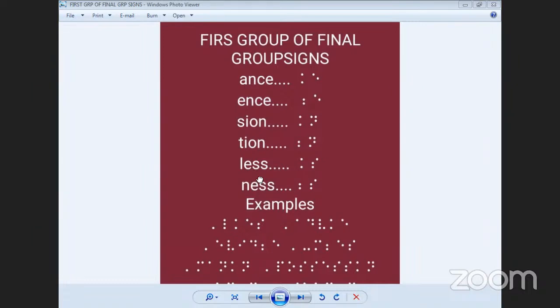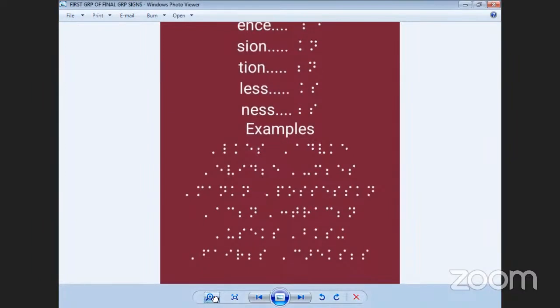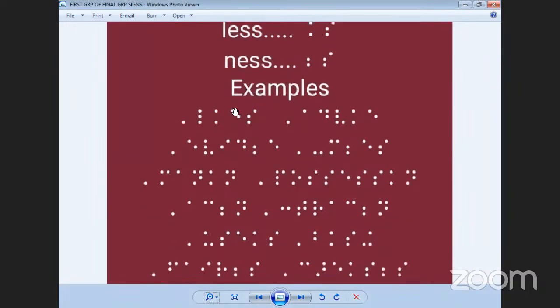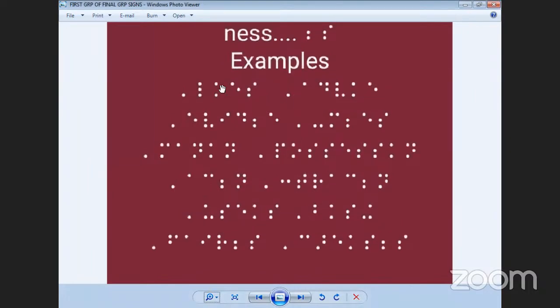We can have a look at the examples here, and I will give you at least 1 minute so that you can try looking at the first line, which words are written on the first line.